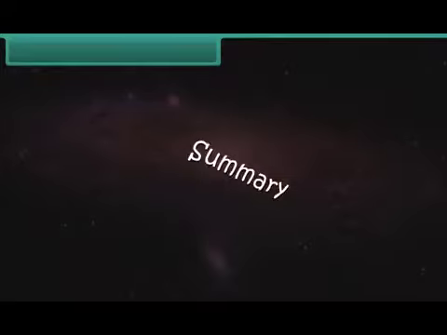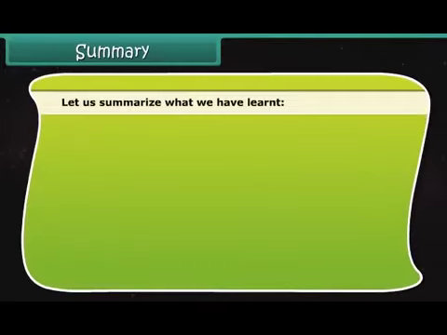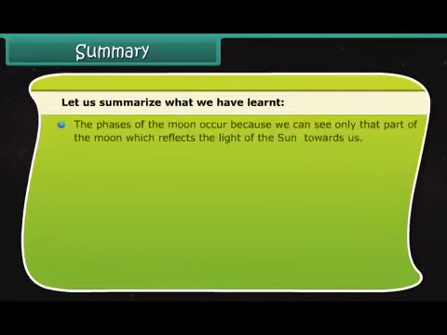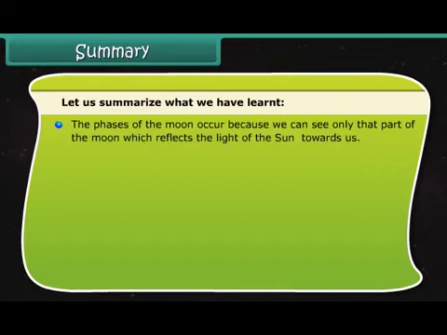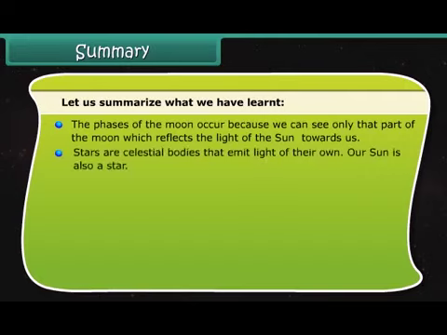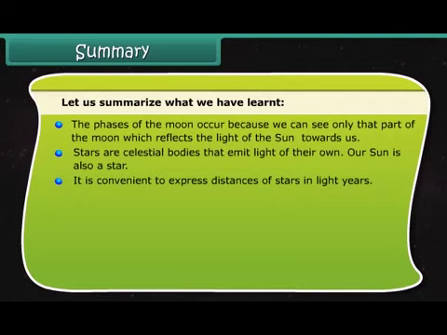Summary. Let us summarize what we have learned. The phases of the Moon occur because we can see only that part of the Moon which reflects the light of the Sun towards us. Stars are celestial bodies that emit light of their own. Our Sun is also a star. It is convenient to express distances of stars in light years. Stars appear to move from east to west.